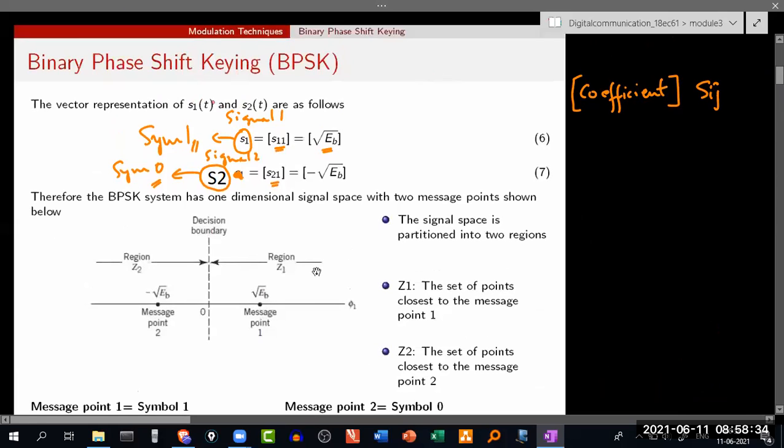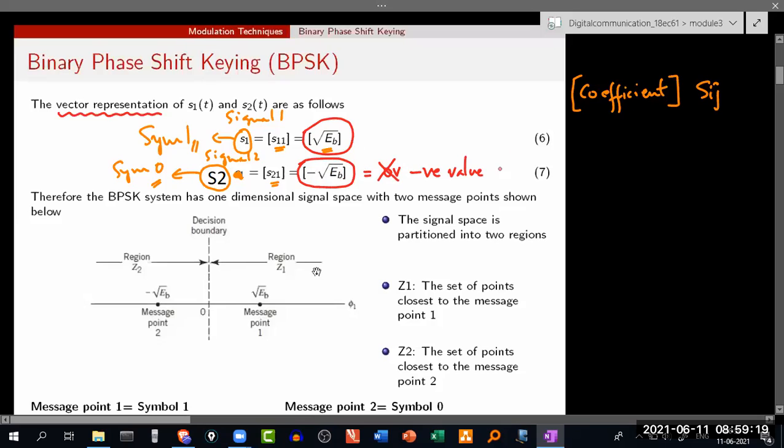When we extracted signal S1 of t and S2 of t and represented them in vector form, for signal S1 we ended up with what value? We ended up with square root of EB. Likewise, for symbol 0, we ended up with square root of EB, but with a negative sign in front of it. So for symbol 0, we are not using 0 volts. It is associated with some energy. We are not using this value, because of which we got to consider some negative value.